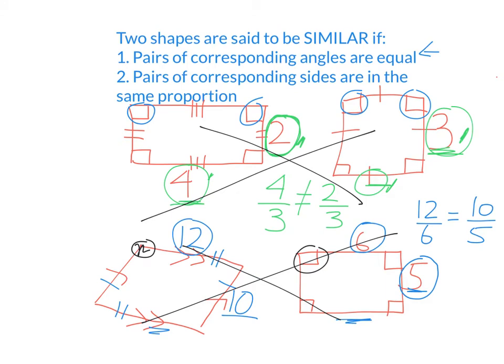So I'm doing all this to show you that two shapes need to be similar if both of those are true. Corresponding angles must be equal and pairs of corresponding sides in the same proportion. If we know that two shapes are similar, we can use that to find unknown sides and angles. And that's what I'll show you now. So again, please pause and copy down if you need.